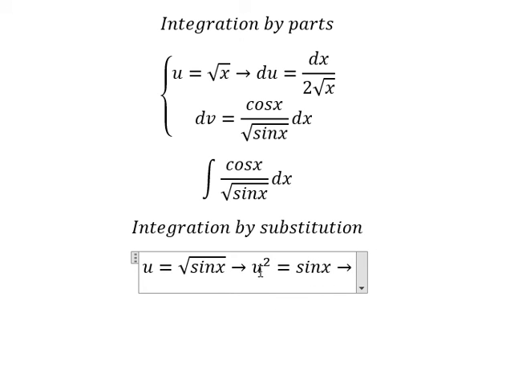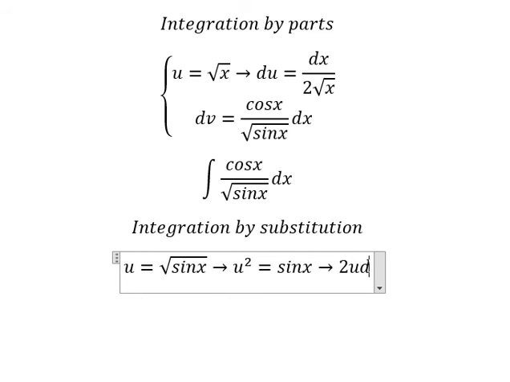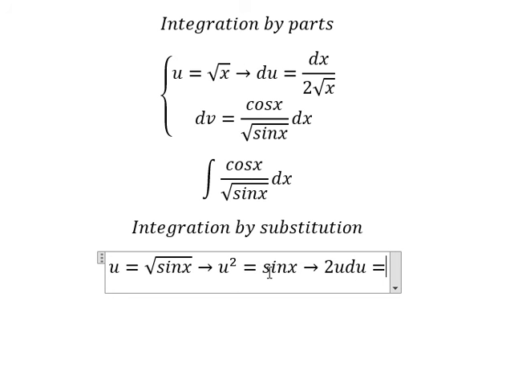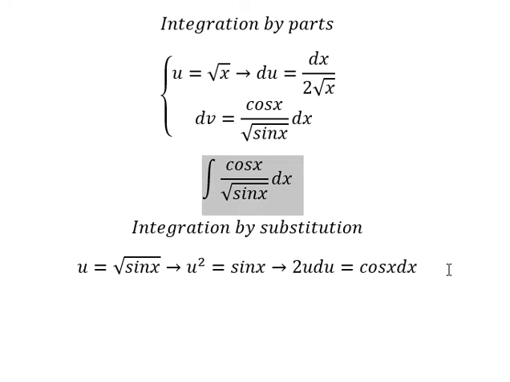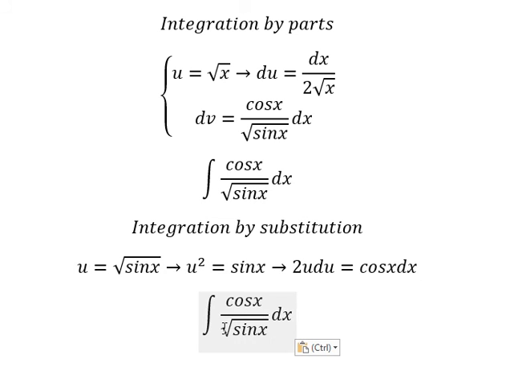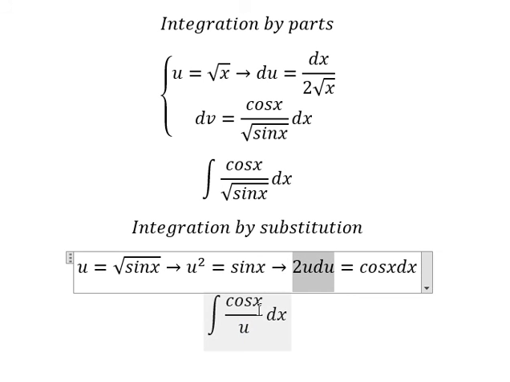Next, we need to take the derivative of both sides. This one we have 2u du. This one we have cosine x dx. So this one we have 2u du equals cosine x dx. We change by this one.